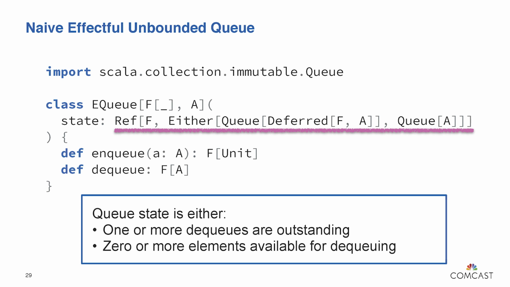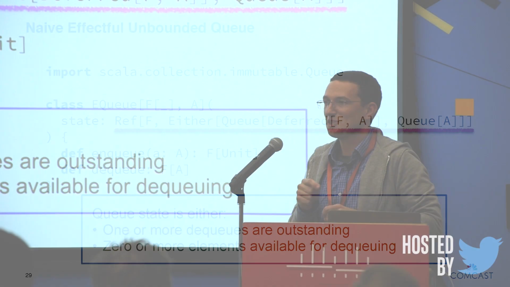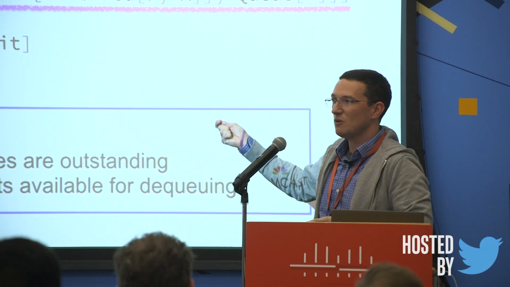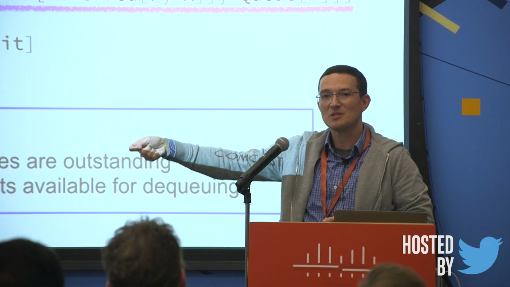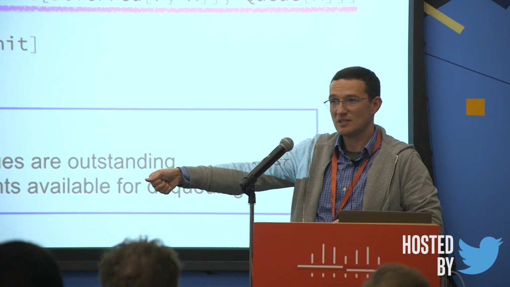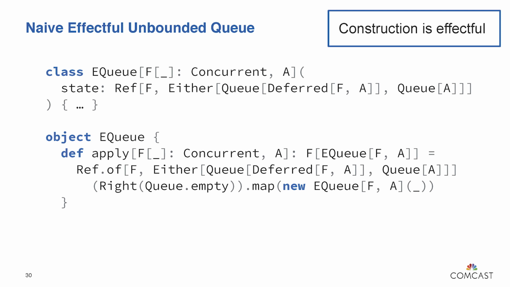Now, the flip side is we might not have any elements, but instead we have people waiting for elements to show up, right? We're going to represent that as a Left. And in our Left, we're also going to use Scala collection immutable Queue, but we're going to have a queue of these deferred values, these promises for future elements. All right, so how would we then implement this?